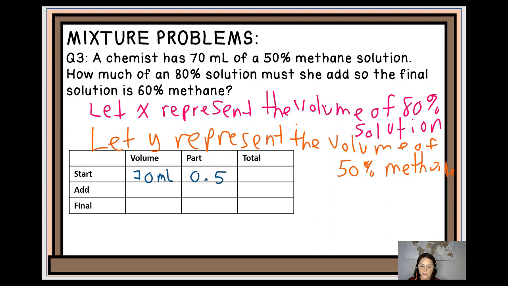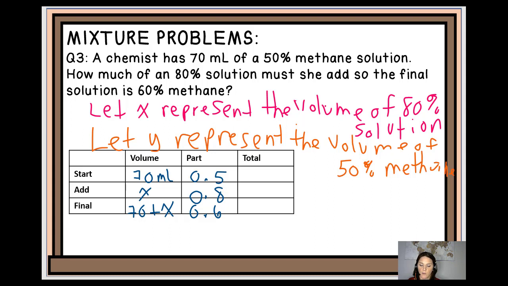Next, we're going to put an x under the volume that we need to add because we don't know how much we need to add. That's of the 80% solution, so 0.8. For the final amount, it's going to be 70 milliliters plus some unknown x, so 70 plus x. And we know we want 60% methane in total, so under the final, 0.6.